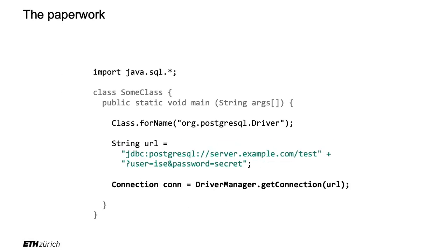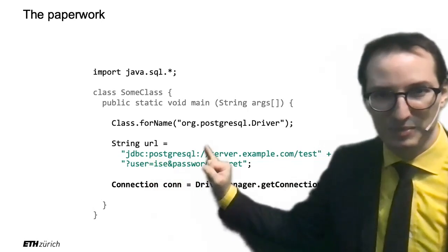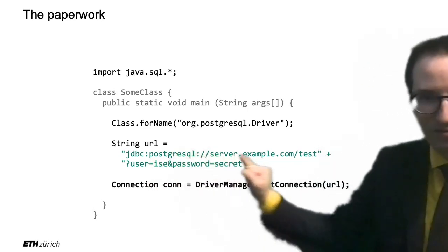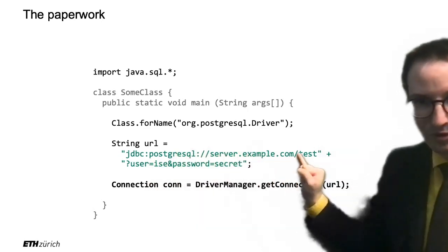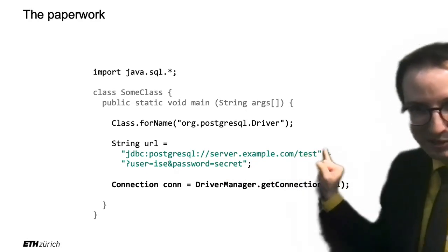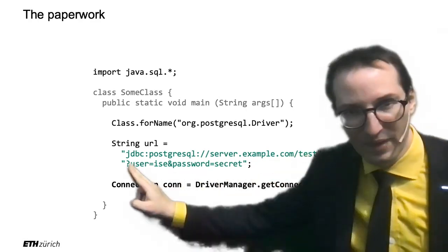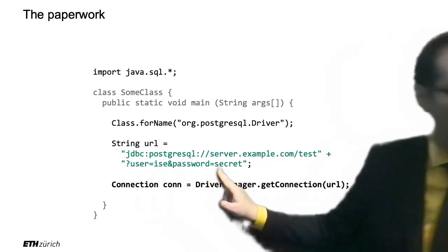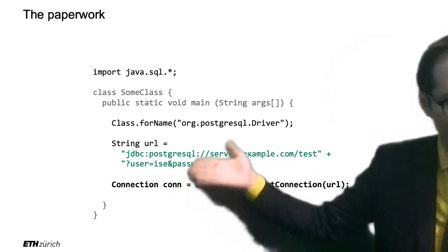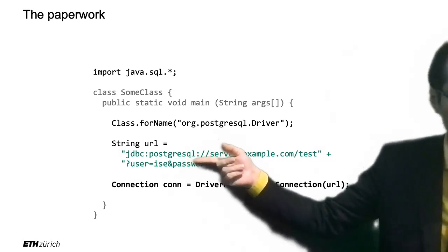Another way to do that is to supply the user and password as part of the connection string, right? So you basically have the localhost or the server, the database here, plus that's just assembling the string in Java. And then you have the user is ISC and the password is secret, right? It's just another way of having your connection string.